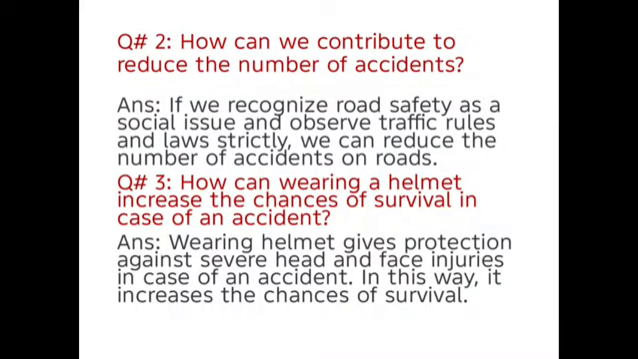Question number 3, how can wearing a helmet increase the chances of survival in case of an accident? Answer: wearing helmet gives protection against severe head and face injuries in case of an accident. In this way, it increases the chance of survival.